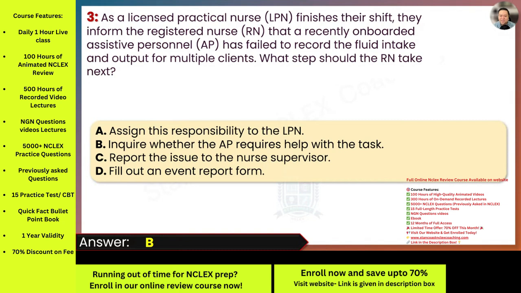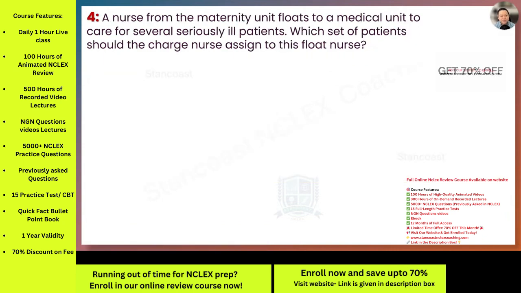They're going to do the investigation, they communicate, and they do problem solving before escalating. Number 4, a nurse from the maternity unit floats to a medical unit to care for several seriously ill patients. Which set of patients should the charge nurse assign to this float nurse?